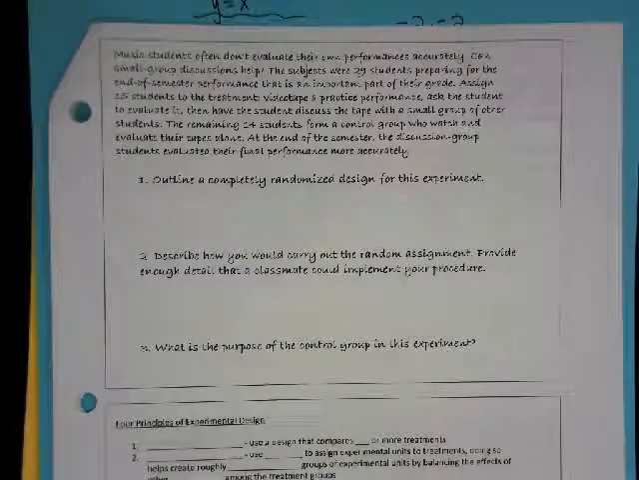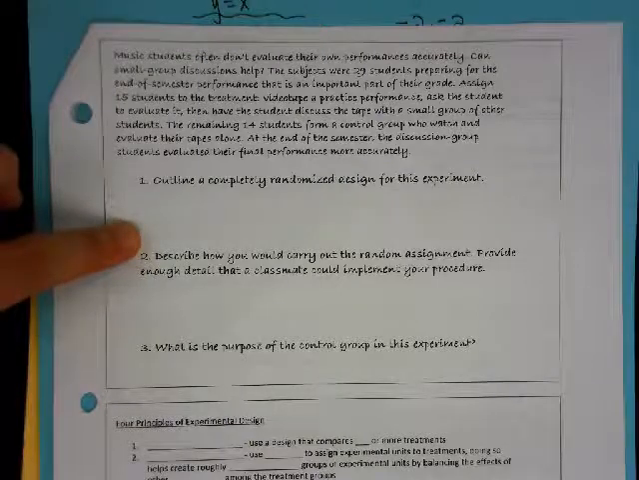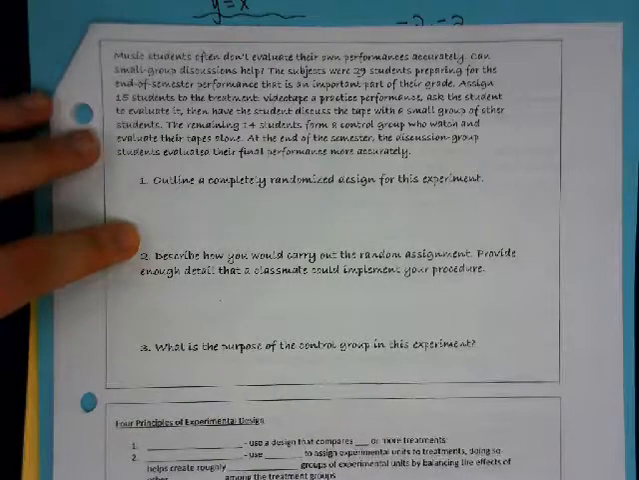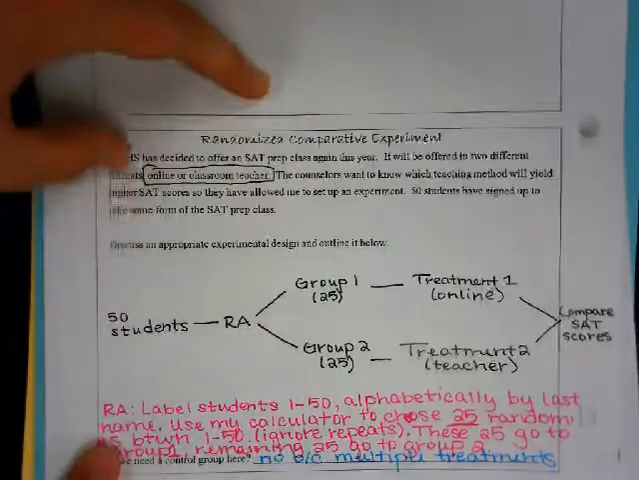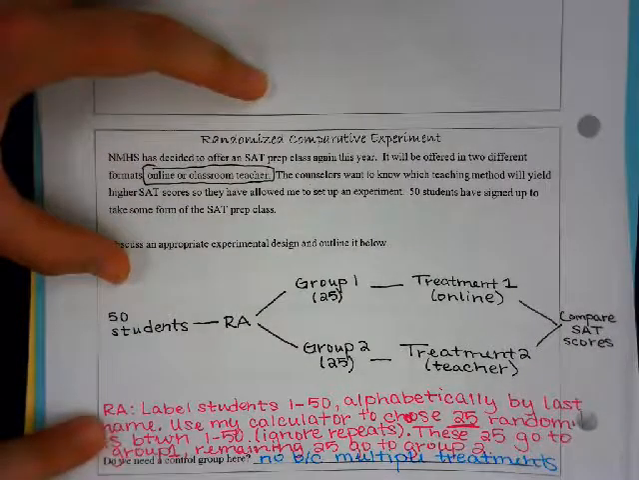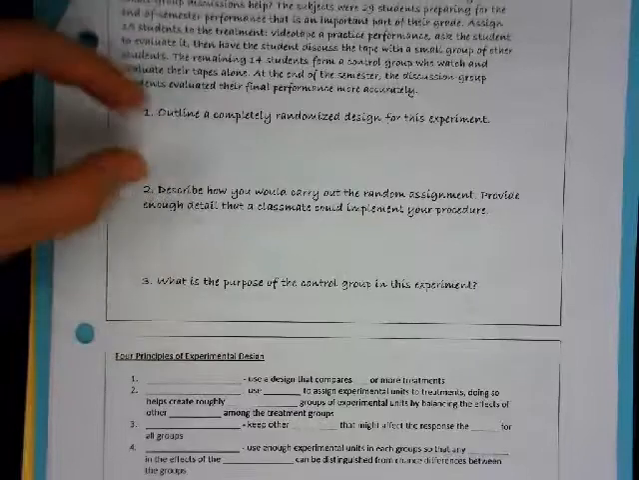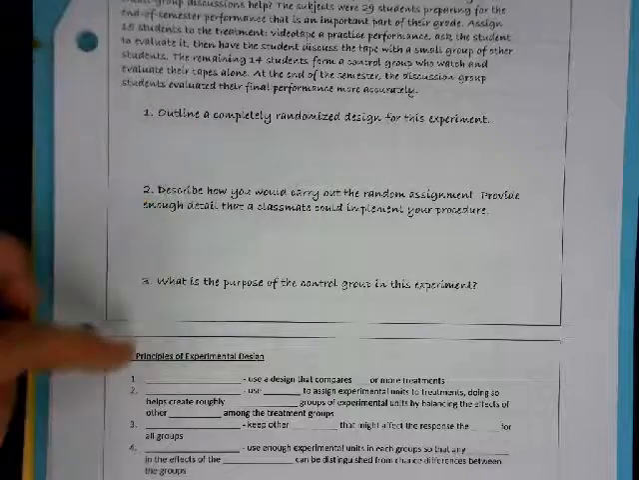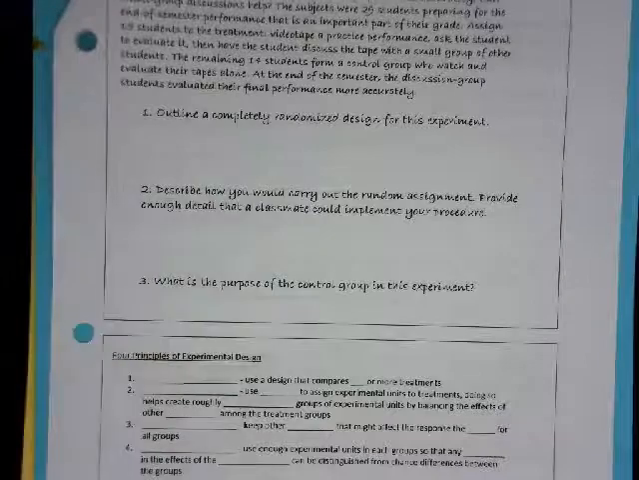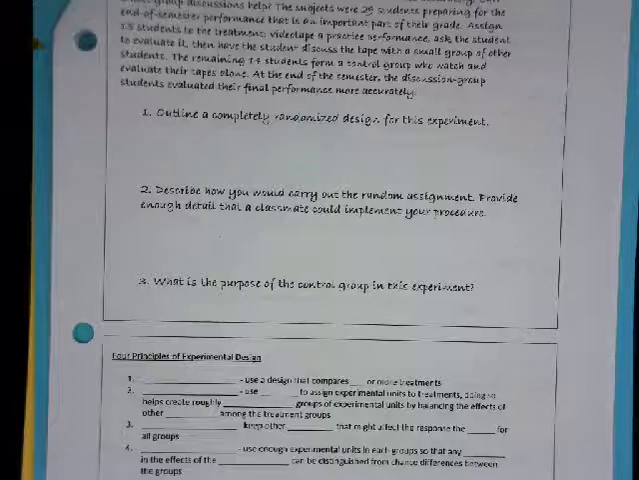So, 1, you are going to outline a completely randomized design for this experiment. So you're going to have a diagram like this. You also need to describe how you do your random assignment, which I think I put as 2 so that you actually wouldn't forget it. So diagram here, explain how you do your random assignment, and then answer the question, what's the purpose of the control group here? You guys are going to do those 3 on your own and not stare off into space.